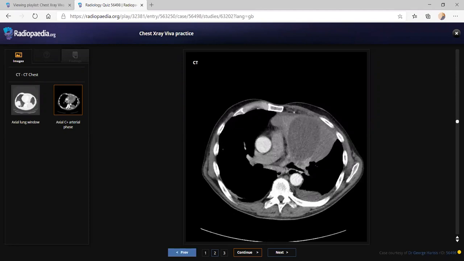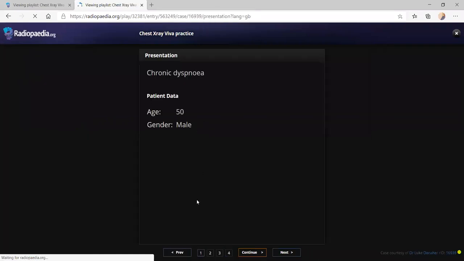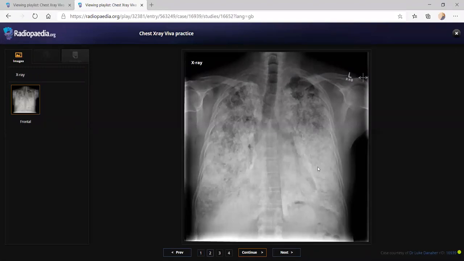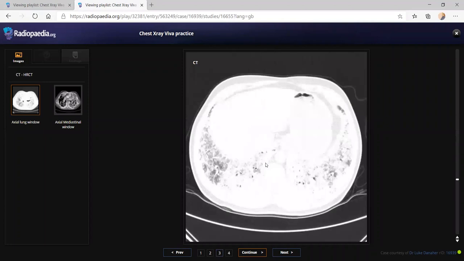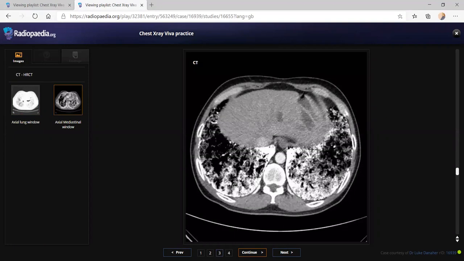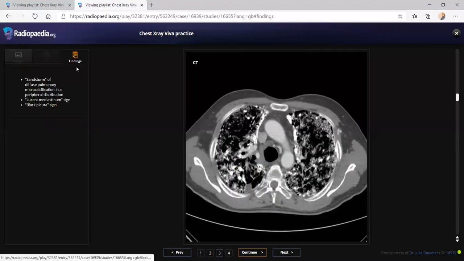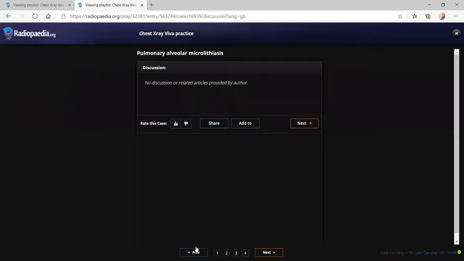So that was this, but we'll see the previous case. It is a 50-year-old male with chronic dyspnea. So this is actually sandstorm-like increased density, diffuse increased density bilaterally, with some black pleura sign, some black mediastinal sign, and that's pulmonary alveolar microlithiasis. So here you can see it's diffusely dense, and you can see this ossification and all. So that is a case of pulmonary alveolar microlithiasis. So just tell the diagnosis and refer to the chest physician.